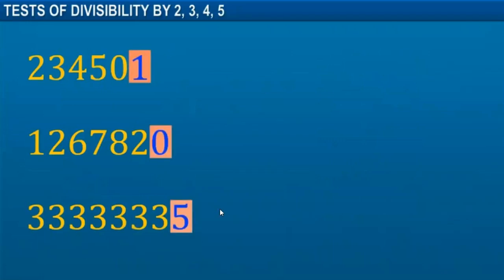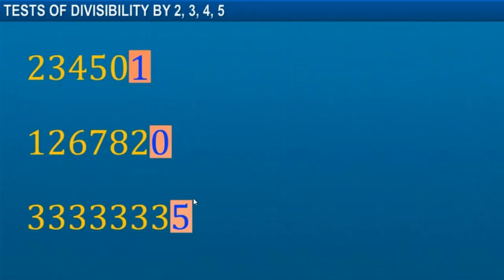We have been given 3 numbers. If you check the first number, the last digit is 1. Is it divisible by 5? No. When the last digit is 1, it is not divisible by 5. Now the second one, the last digit is 0. Is it divisible by 5? Yes. Since the last digit is 0, it is divisible by 5.